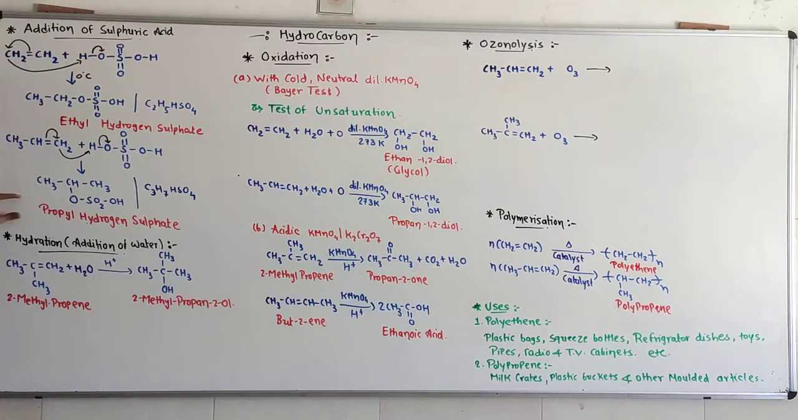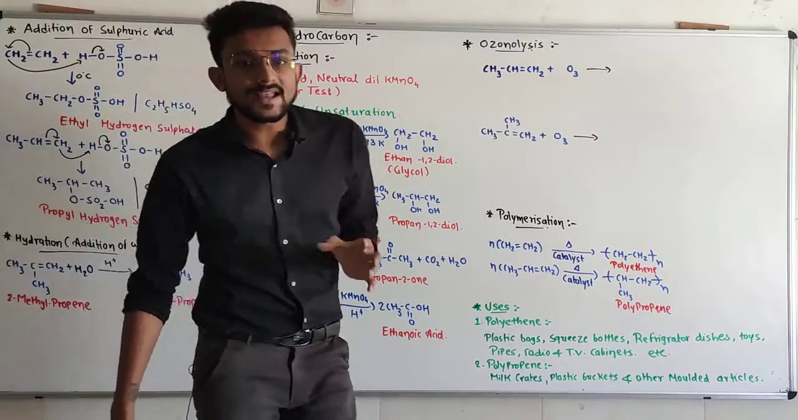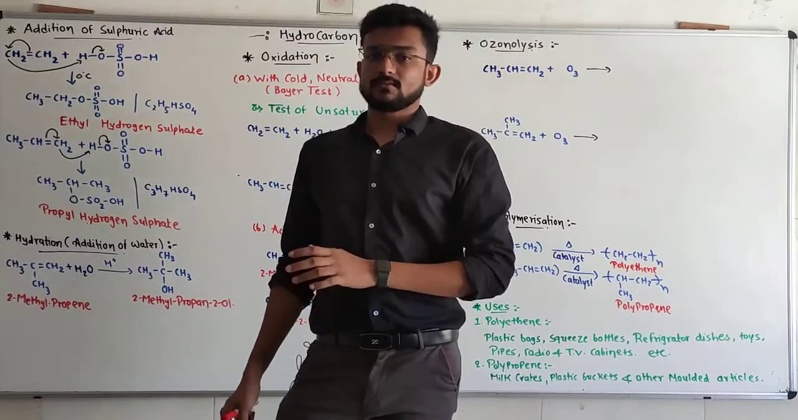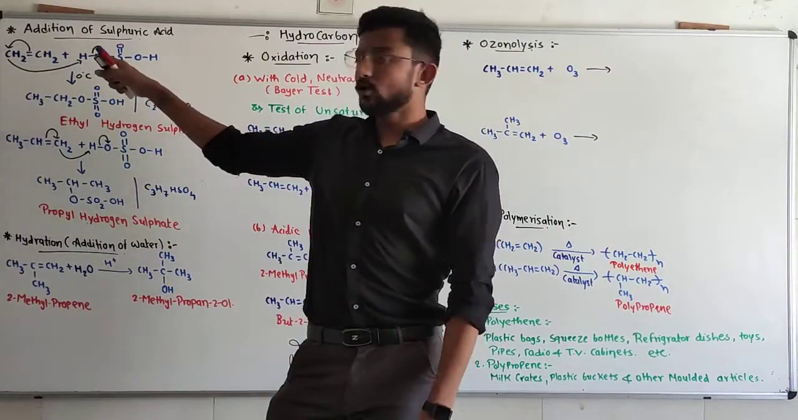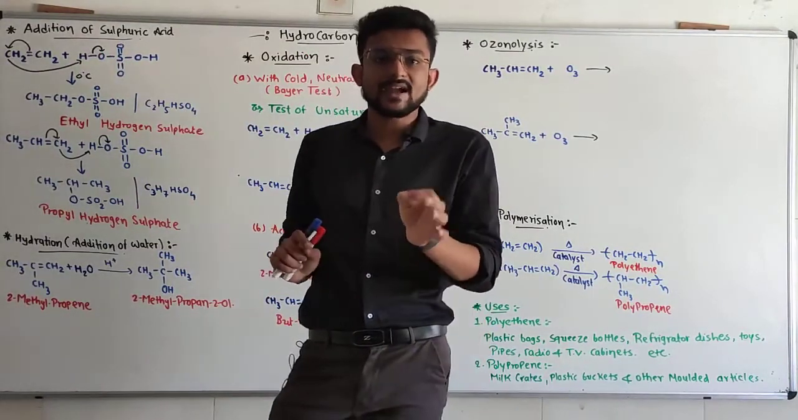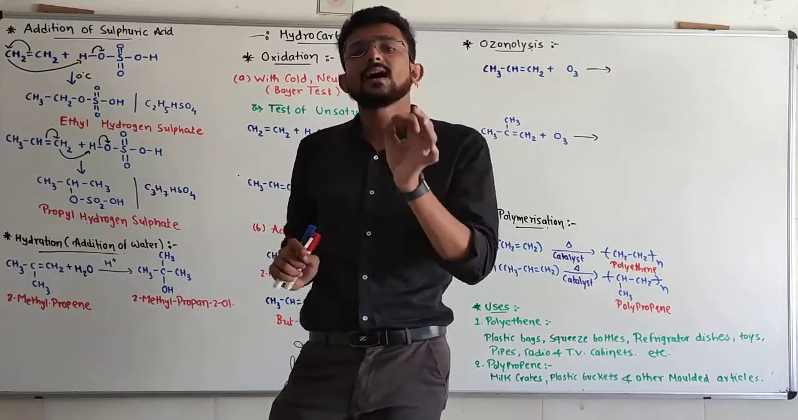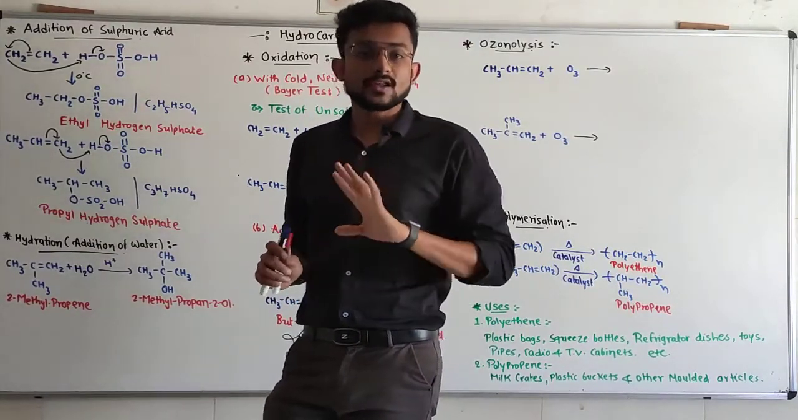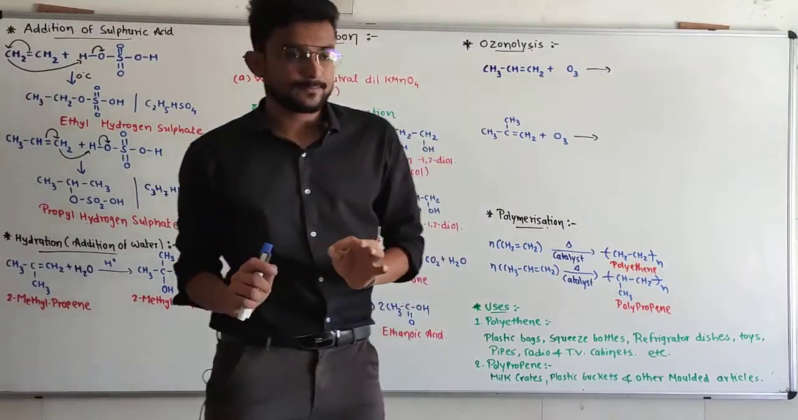These two compounds are highly acidic. Remember that these two compounds are highly acidic. So, in this particular reaction, H plus is our electrophile and HSO4 minus is our nucleophile. So, this reaction is called an electrophilic addition reaction. Because of the pi bond, this reaction occurs. That's why it is called an electrophilic addition reaction. It is not substitution, it is addition.